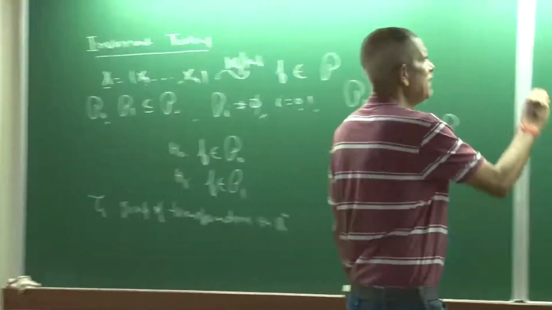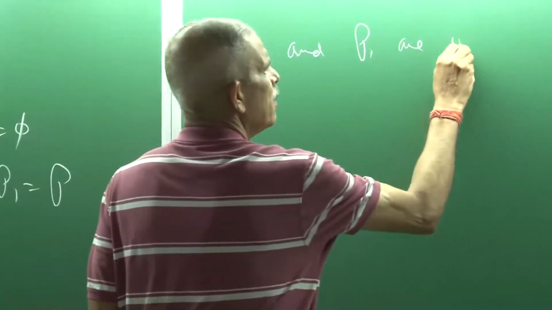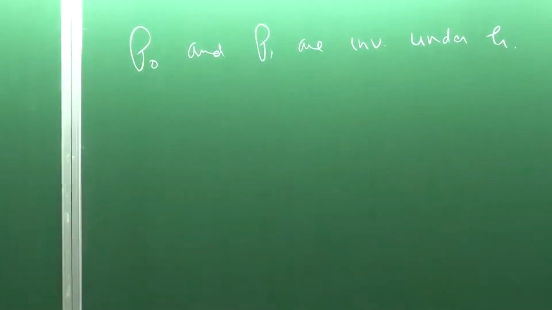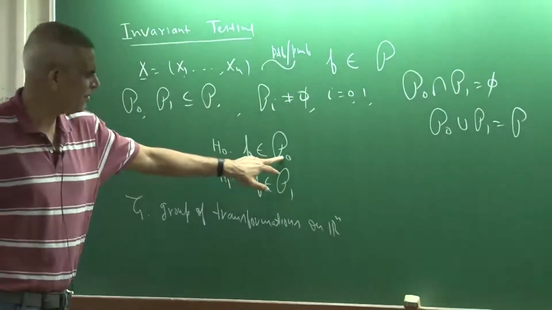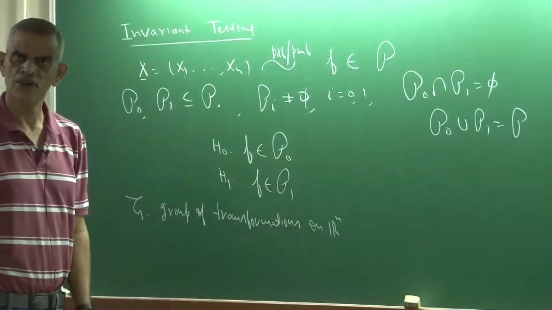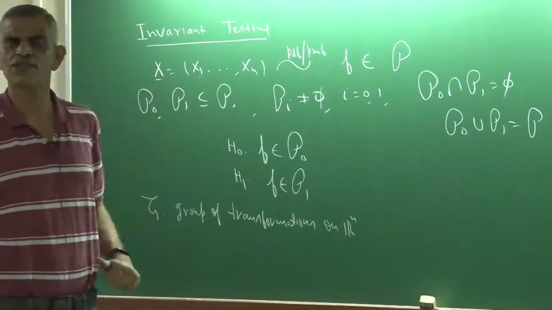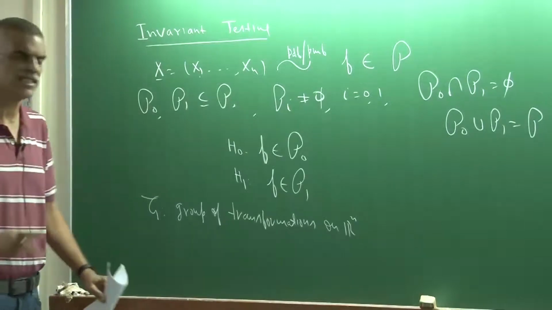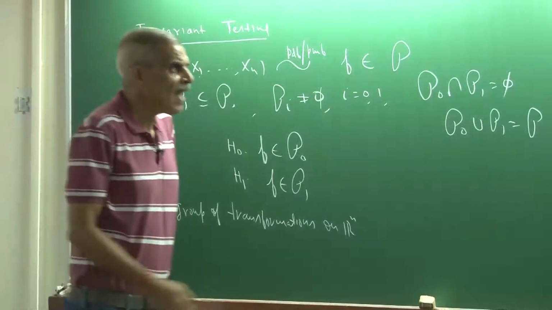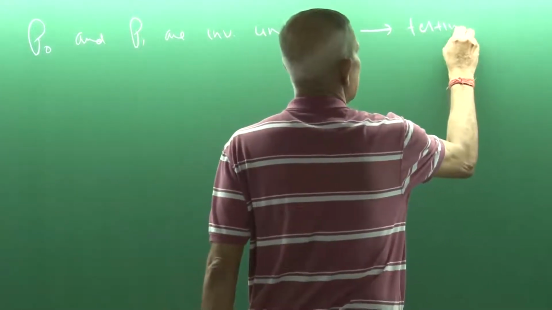What I assume is P0 and P1 are invariant under G. That means if X has a PDF in P0, then Y equal to gX would also have a PDF in P0 only. Similarly, if X has a PDF in P1, then Y equal to gX would also have a PDF in P1 only. So in that sense, P0 and P1 are invariant. If that happens, I say that my testing problem is invariant.